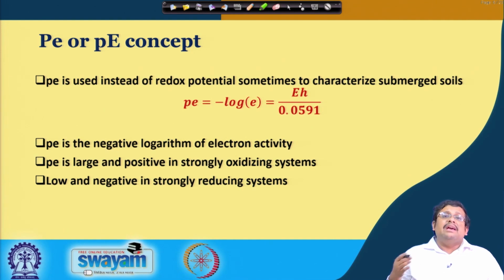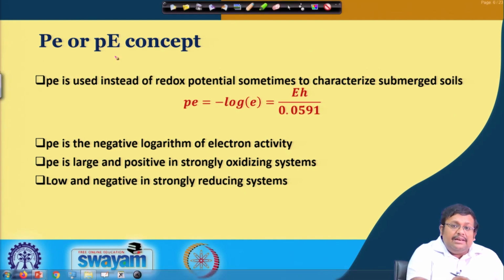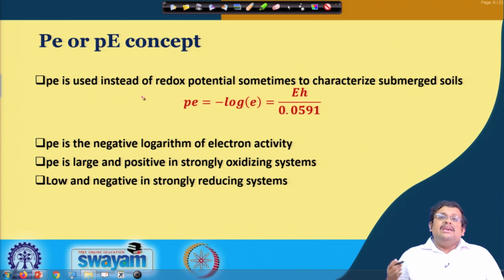So, again the PE, sometimes we can express it as capital P E. Basically it is used instead of redox potential. So, this PE and EH can be used interchangeably to denote the oxidation reduction state of a system. PE is sometimes used instead of redox potential to characterize the submerged soil. Now, submerged soil is a very important phenomenon in soil oxidation reduction chemistry. This reduction potential is more applicable for different transformations which are happening in the submerged soils. So, in the submerged soil, instead of EH we sometimes use the PE concept also.